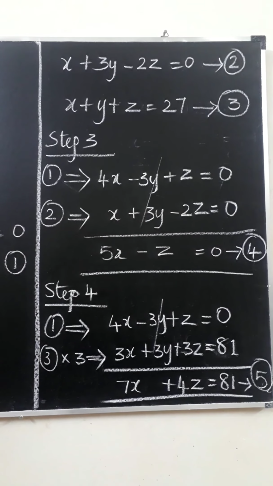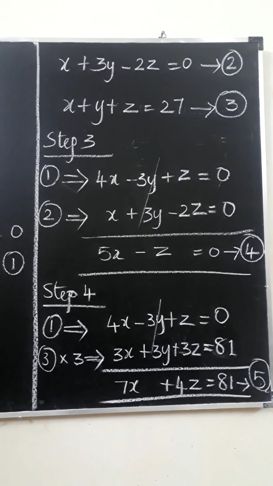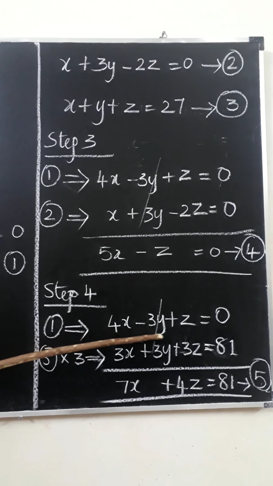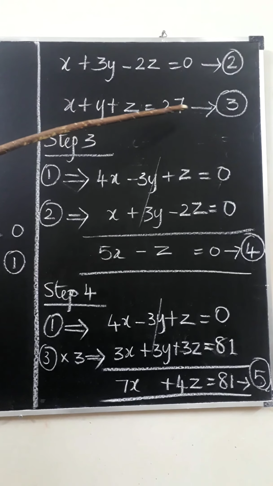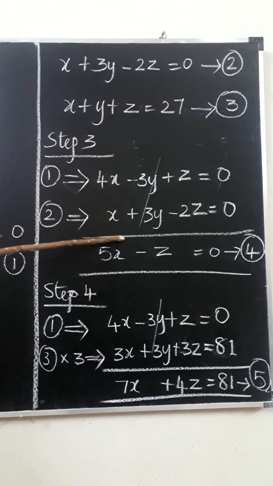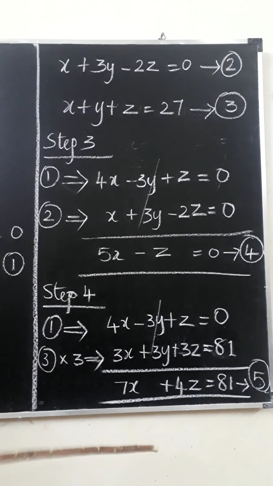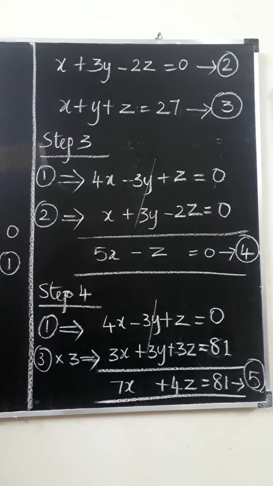So we have to take the next pair. The pair should be selected 1 and 2 or 1 and 3 or 2 and 3. So next pair I have selected 1 and 3. The first equation as it is, no change was required. Then the third equation, x plus y plus z is equal to 27. In the first step you eliminated y. So in this step also we have to eliminate y. So to change the y into 3y, I have multiplied the third equation by 3.